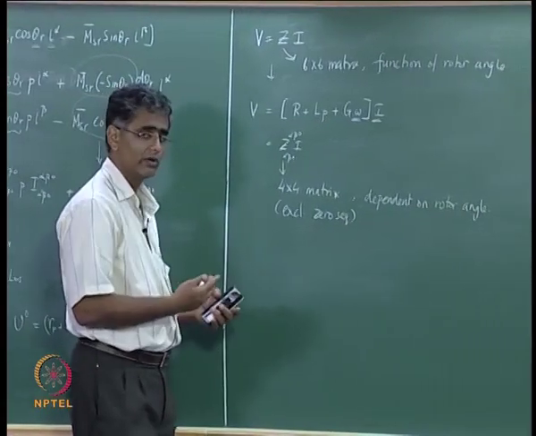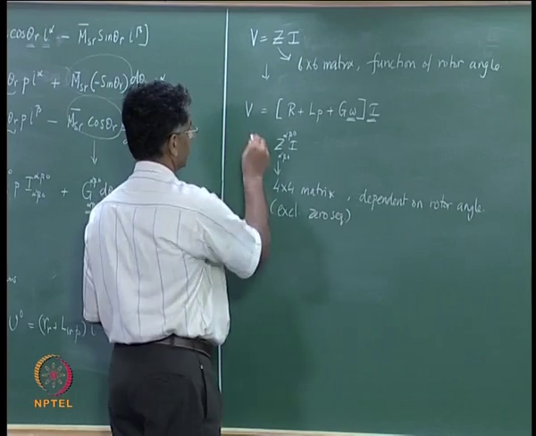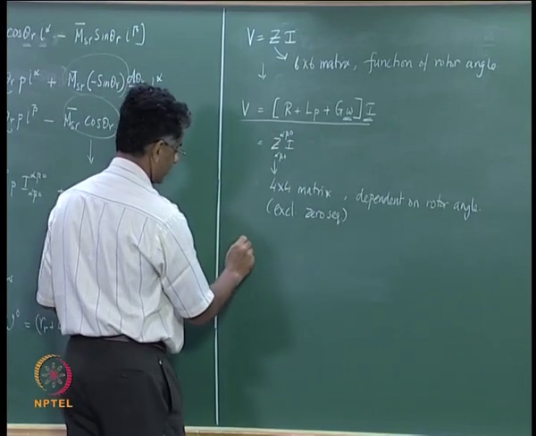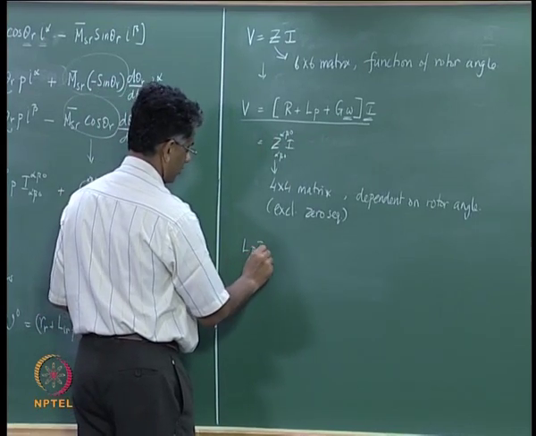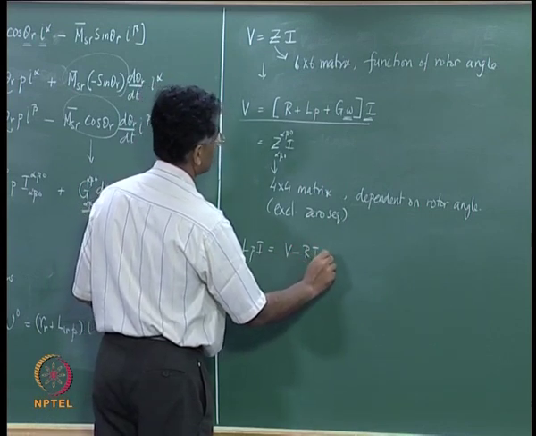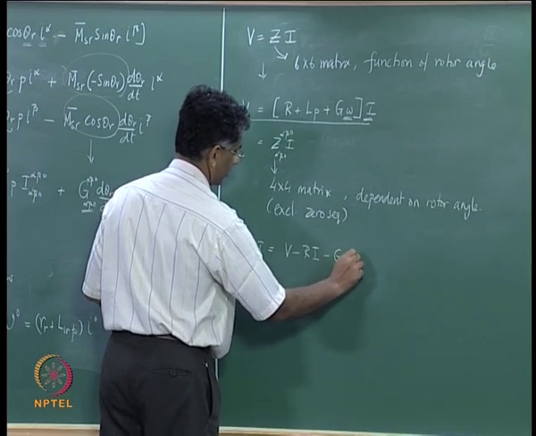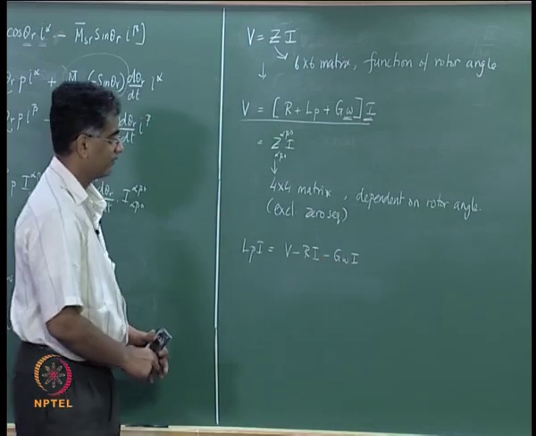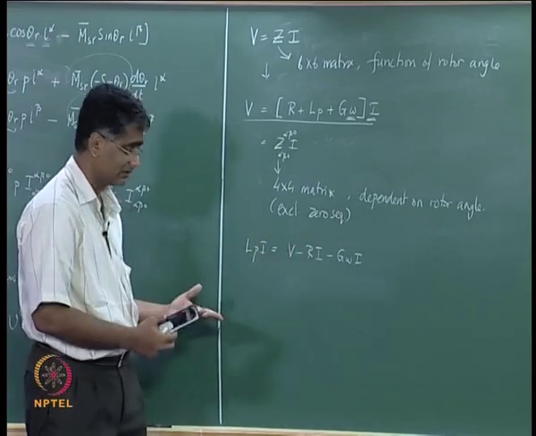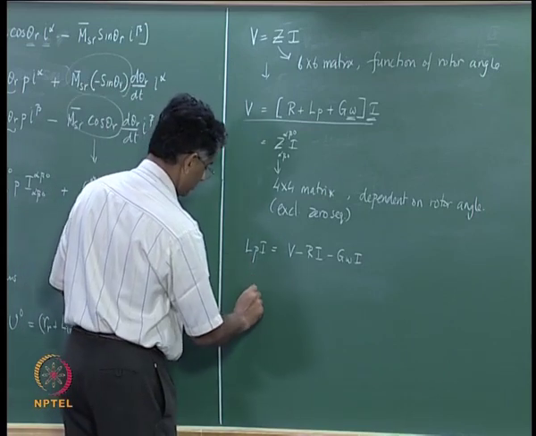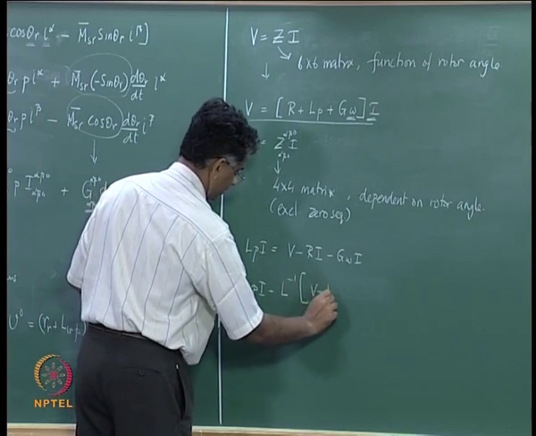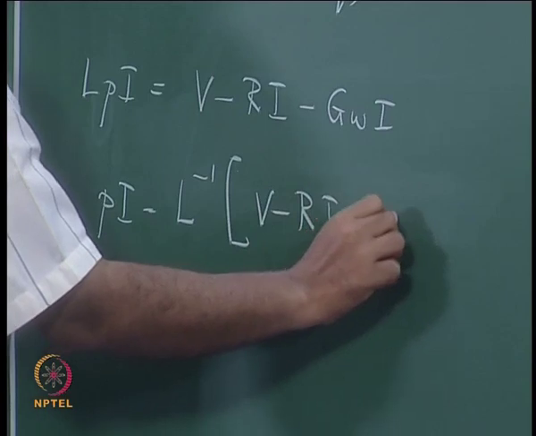However, if you are going to take recourse to a digital computer and this is the equation that you have, let us say, what will you do? You can recast this equation as L Pi equals V minus R into I minus G into omega into I. Having written it in this form, this looks like a first order differential equation set where you can write Pi as L inverse multiplied by V minus Ri minus G omega I.